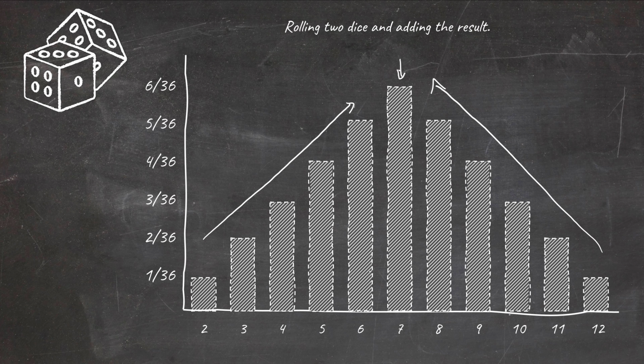So distributions help us understand what the data looks like, what the possible outcomes are, and how likely those outcomes are.